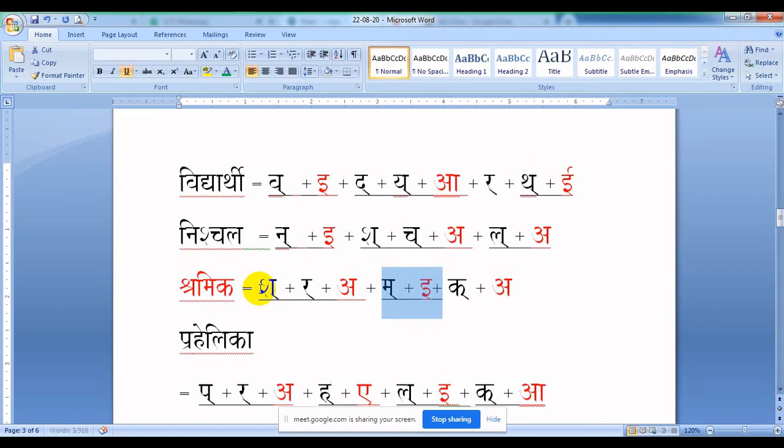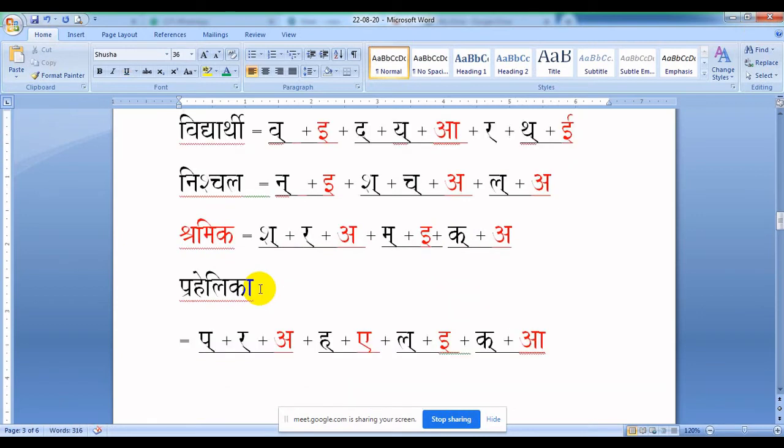Next letter is mi. Ma plus e, mi. And then the next letter is ka. So mi, ka. Okay, last. This one is prahelika. A four letter word. Students, first letter you can check, pra.